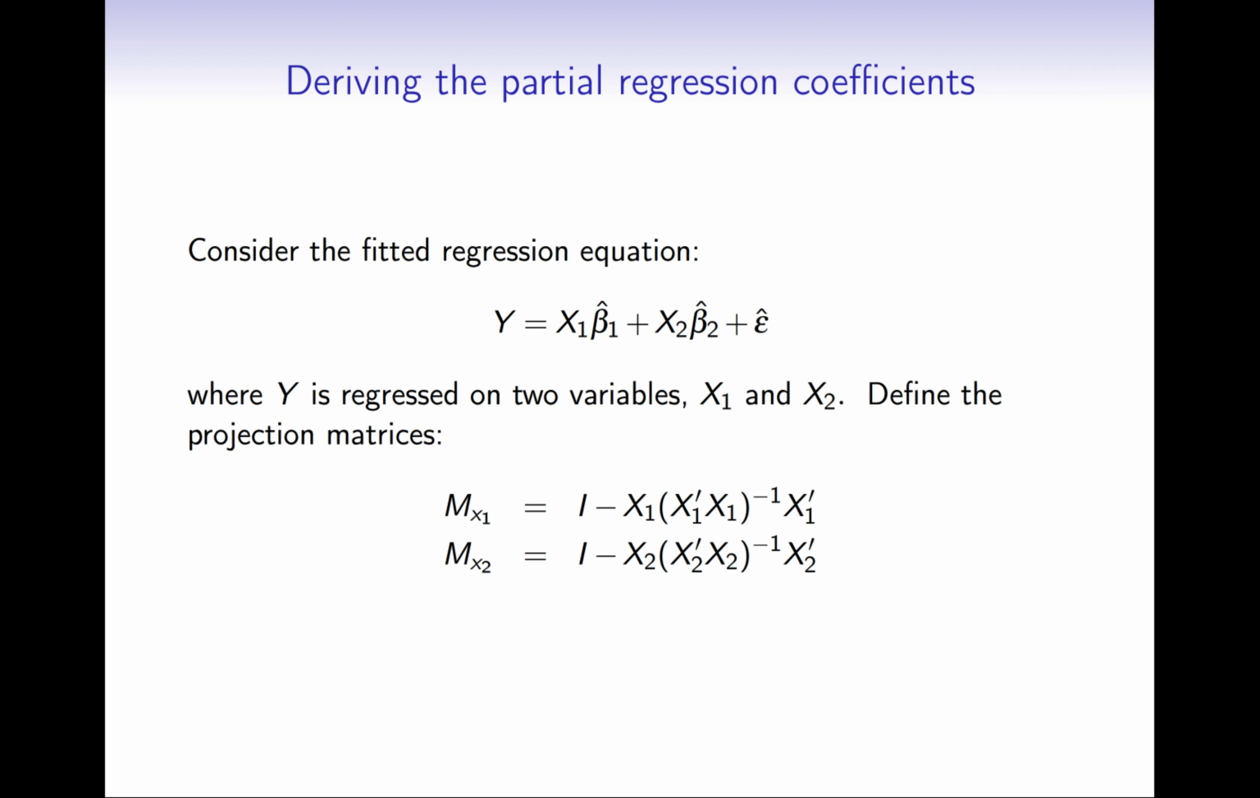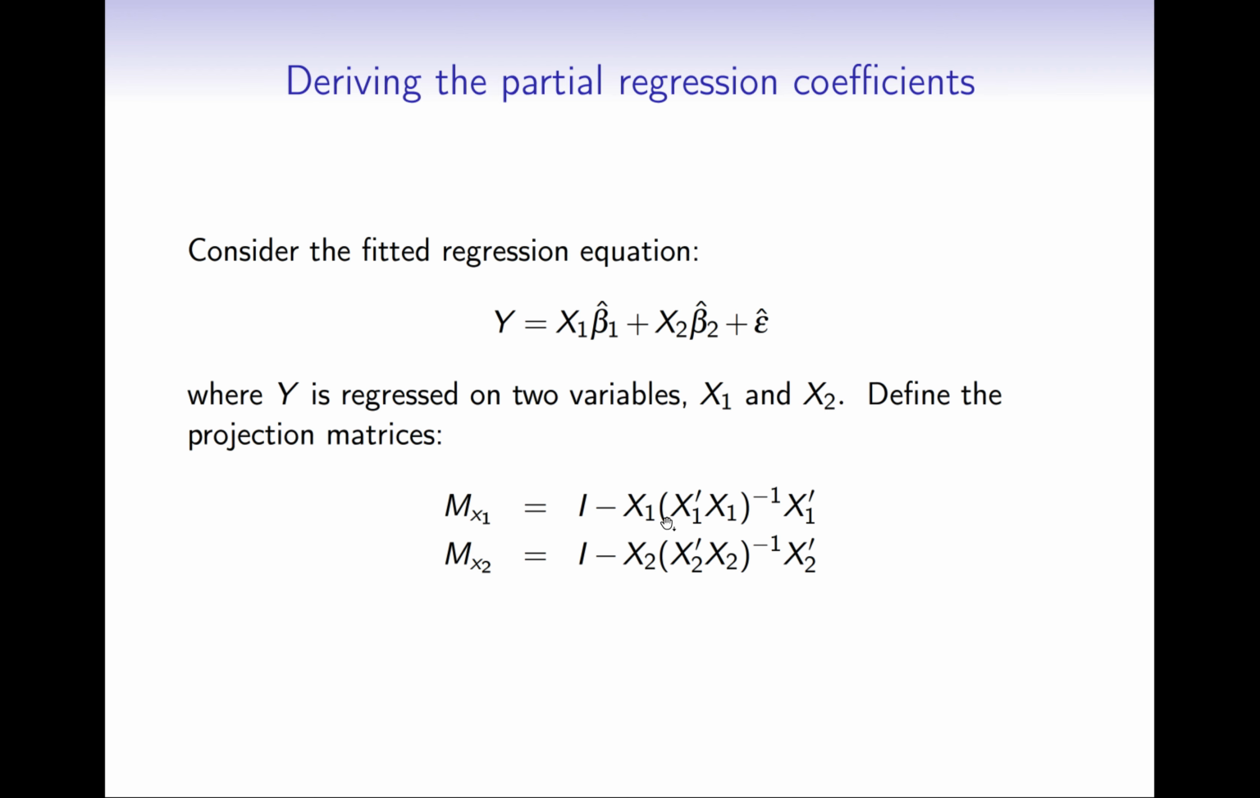All right, now deriving the partial regression coefficients. Remember, I promised you I'd give you equations for beta 1 hat and beta 2 hat separately. Okay, so define M_X1 and M_X2. These are two separate projection matrices. So M_X1 is I minus X1 (X1 prime X1) inverse X1 prime.